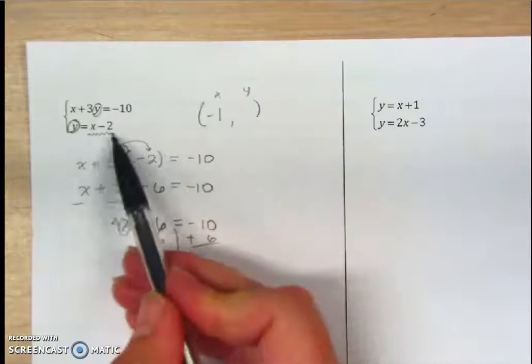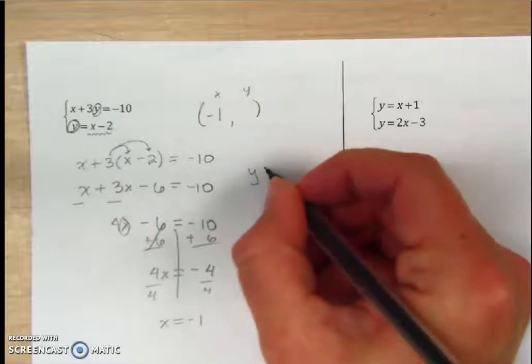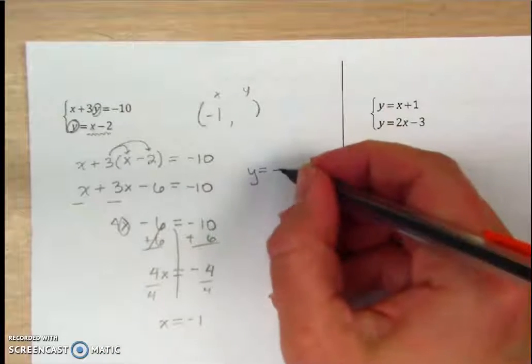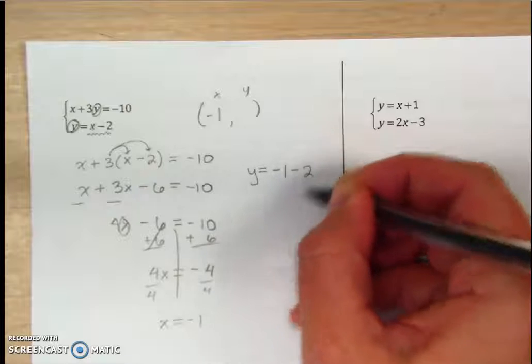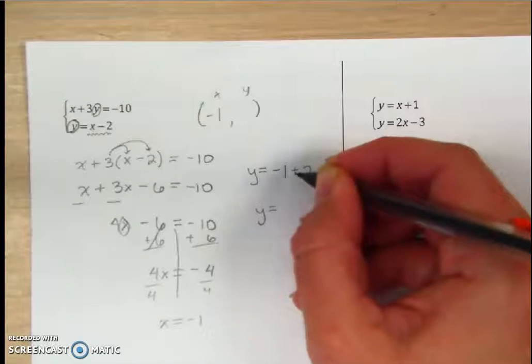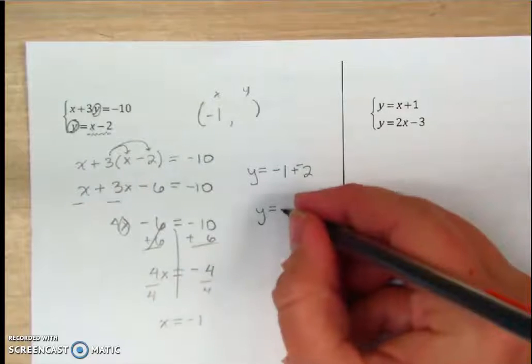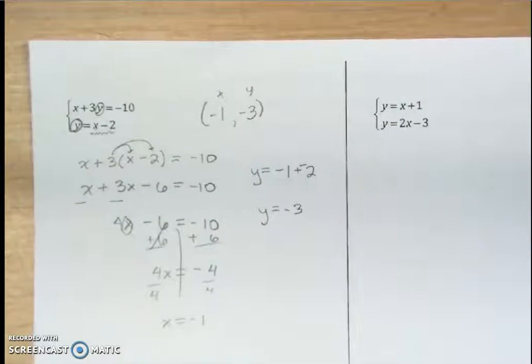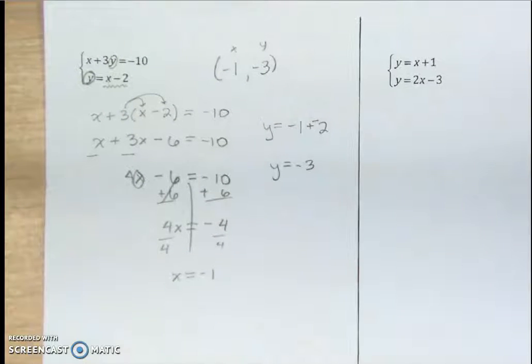I'm going to use this second equation just because it looks easier in my opinion. I'm going to replace the x with what I know it is now, negative 1, and subtract 2. Or in other words, add a negative 2. So y will equal negative 3. All right, so I'm saying that our one and only answer is negative 1, negative 3.